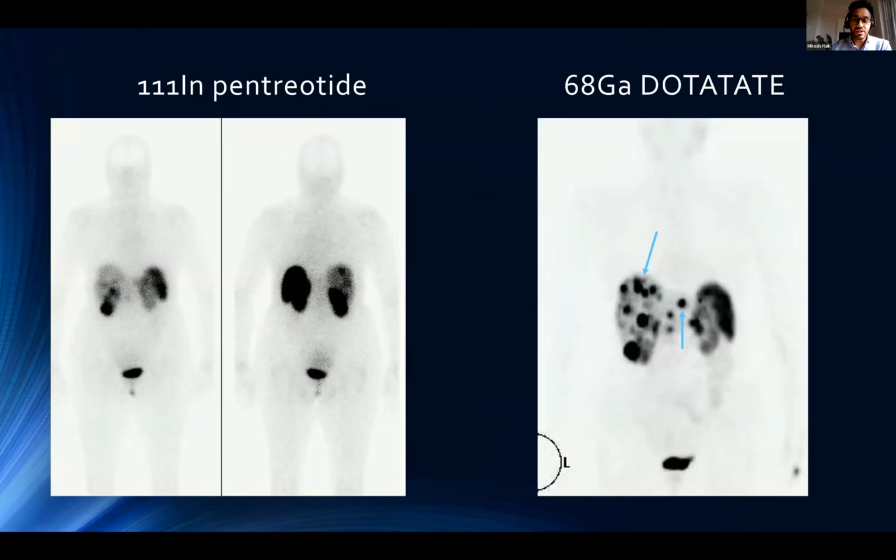So here's an image just to show you the improved sensitivity of gallium DOTATATE on the right-hand side compared to Octreoscan on the left. On the left, you really can't make out any liver metastases, and in addition, there's also a mesenteric lymph node within the upper abdomen, which is highlighted with the second arrow on the right-hand side. So far superior in terms of lesion detection.